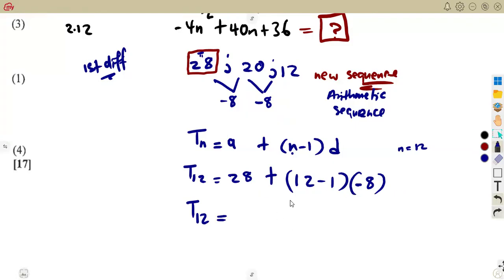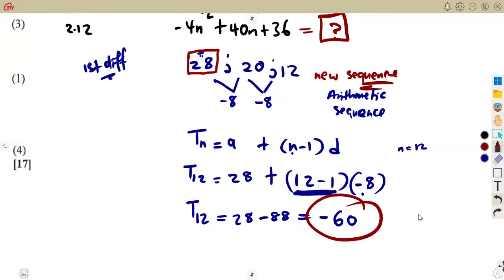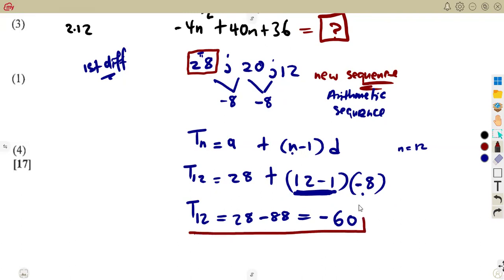It was going to be, all right, you can simplify this. 28, this one was going to give us 11 times this, which is -88, and the difference is -60. Well, just use your calculator straightforward. So this is it. The 12th term corresponds to -60. From this arithmetic sequence of the first differences, this is the corresponding value. It corresponds to what?